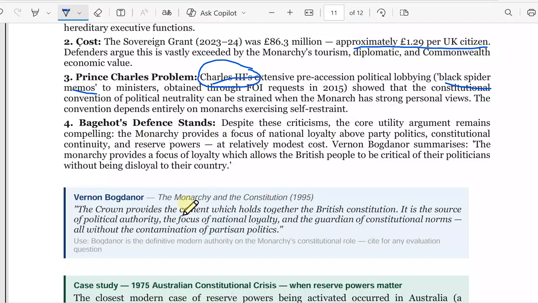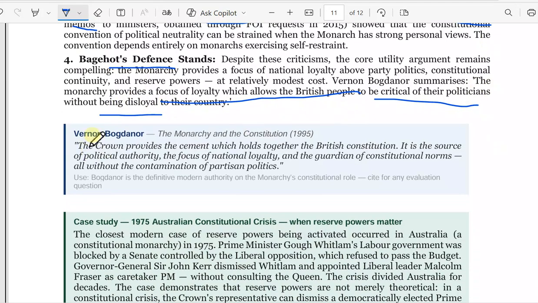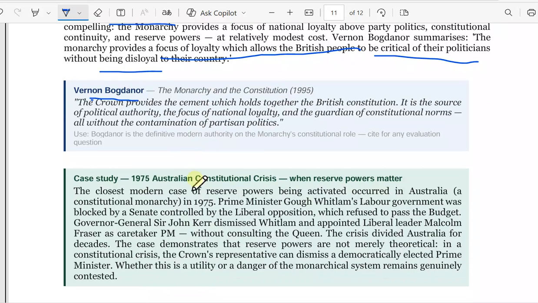Next, we have Bagehot's defense stance. What does he say? To summarize the whole conversation, he says that the monarch provides a focus of loyalty, allowing British people to be critical of their politicians without being disloyal. So there is a balance between loyalty and being critical of politicians. And this was the same thing said by Bogdanor in Monarchy and the Constitution. And this is all.